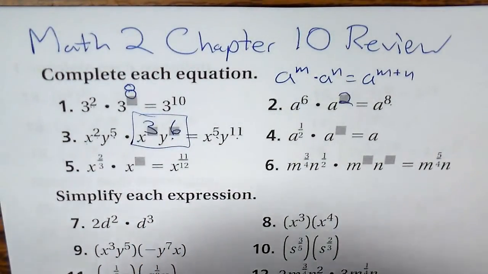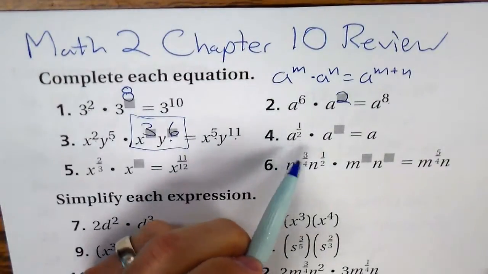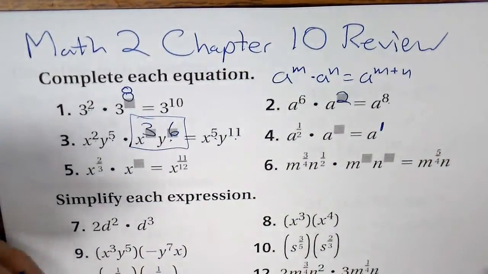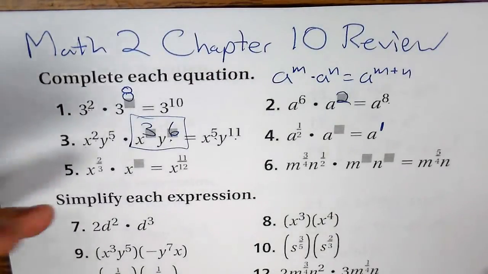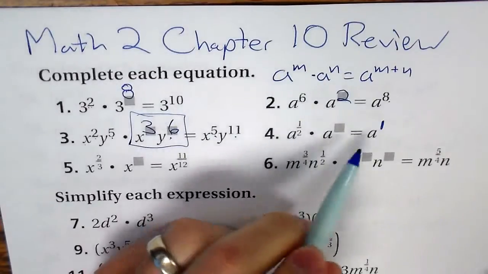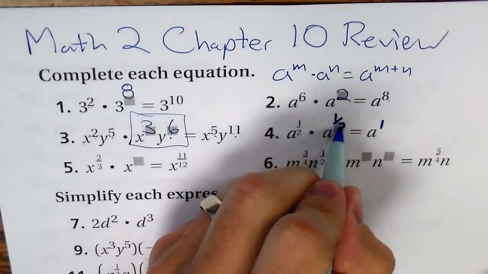So we'd have x to the 3rd, y to the 6th here. For number 4, we have a to the 1/2 times a to some power equals a to the 1st. Now it's really tempting here to want to multiply and think, oh, I'll do 1/2 times 2 and get 1. Not the case. What do we add to 1/2 to get 1? We would add 1/2.